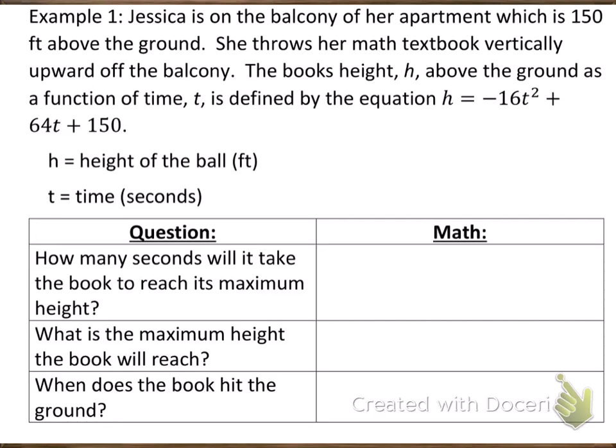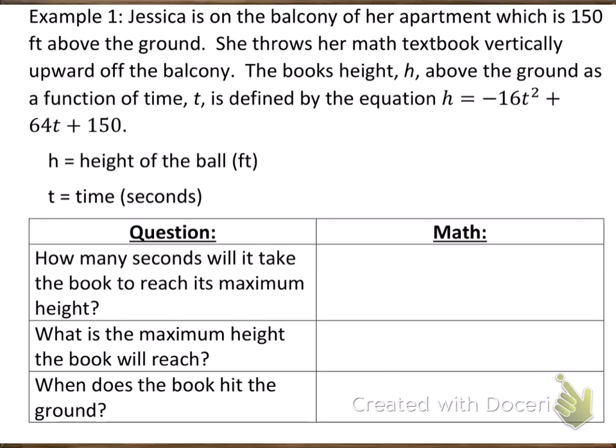Let's begin. Example 1 says Jessica is on the balcony of her apartment, which is 150 feet above the ground. She throws her math textbook vertically upward off the balcony. The book's height, h, above the ground as a function of time, t, is defined by the equation h equals negative 16t squared plus 64t plus 150. Note that h represents the height of the ball in feet, and t is equal to the time in seconds.